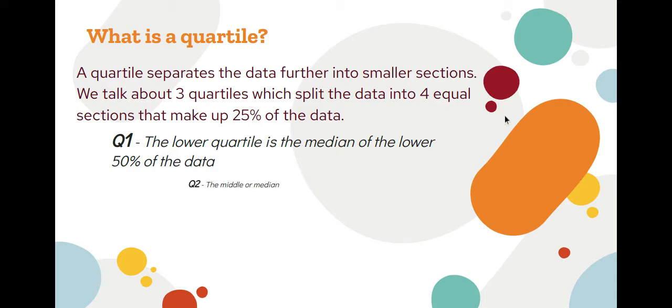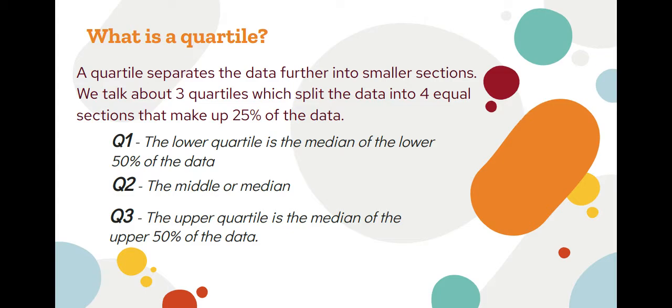So our Q2, or our median, splits the data into half. So then we have 50% and 50%. Q1 would just split the lower half in half again, and then same thing with Q3. It splits the upper half of the data into 2 pieces.